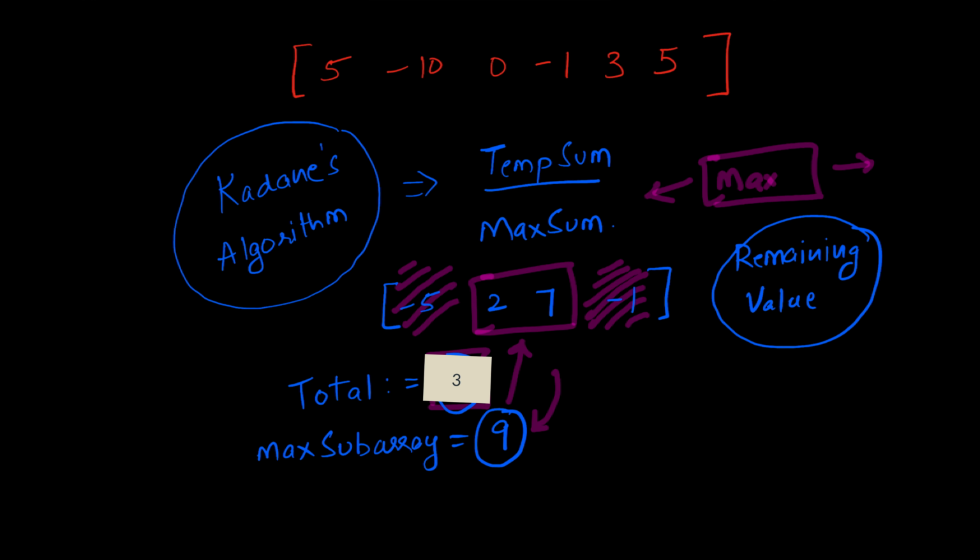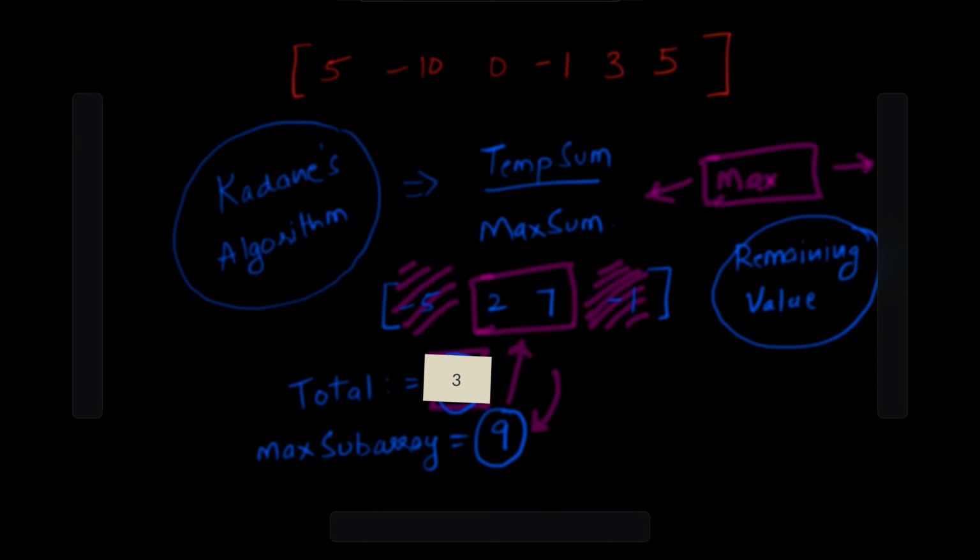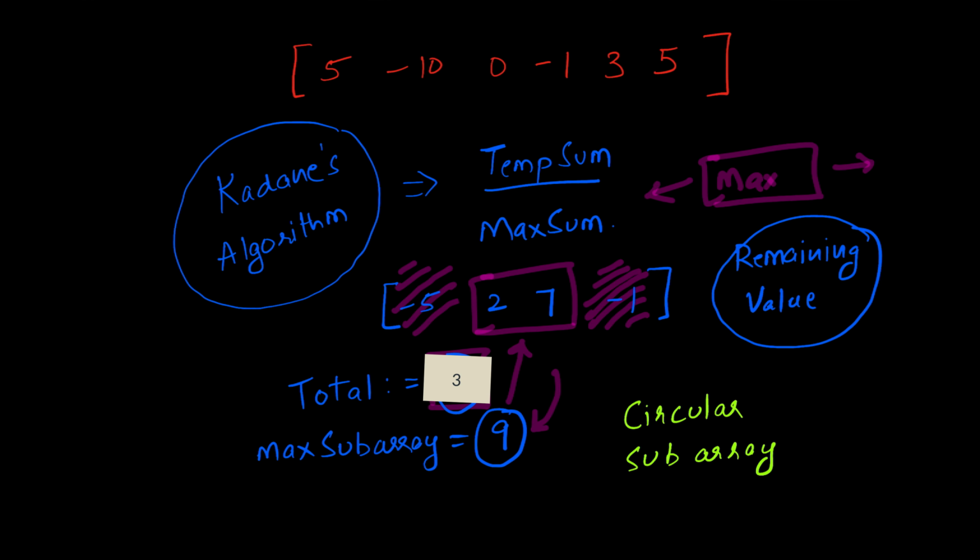Now assume the subarray at the center gives us the minimum total of a subarray. Then all of the elements to the left and the right side of it, which constitute the circular subarray, will give us the maximum total of a subarray. So using the combination of the subarray in the center and the total value of all of the elements in the array, we can calculate the total of the circular subarray. Let me explain this using an example.